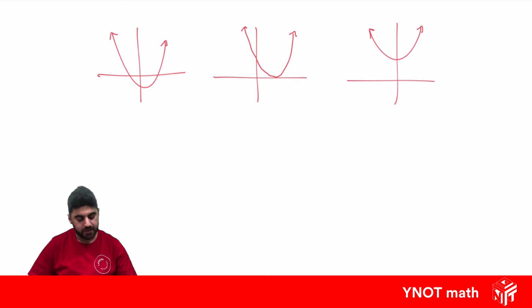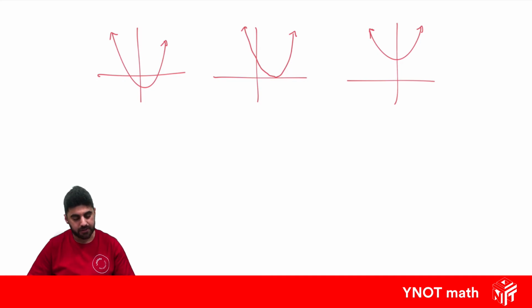If you notice that this one cuts the x-axis twice, this one's touching it only once, and this one is not touching it at all, well done. Now, what's the significance of this? Well, these are the x-intercepts. So this one has two x-intercepts, this one has one x-intercept, and this one has no x-intercepts.